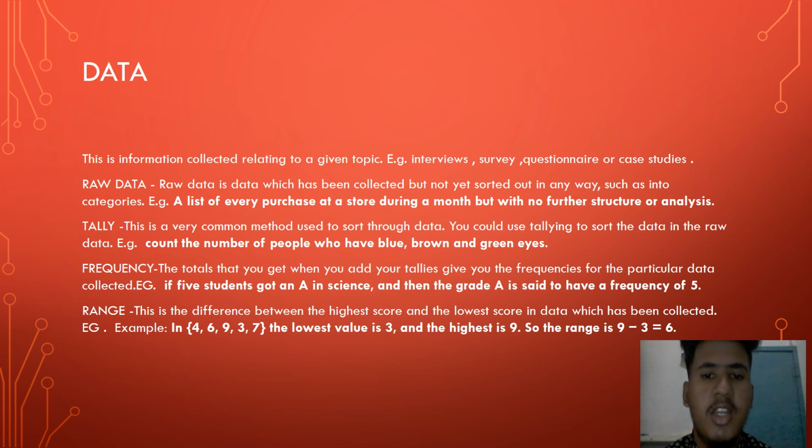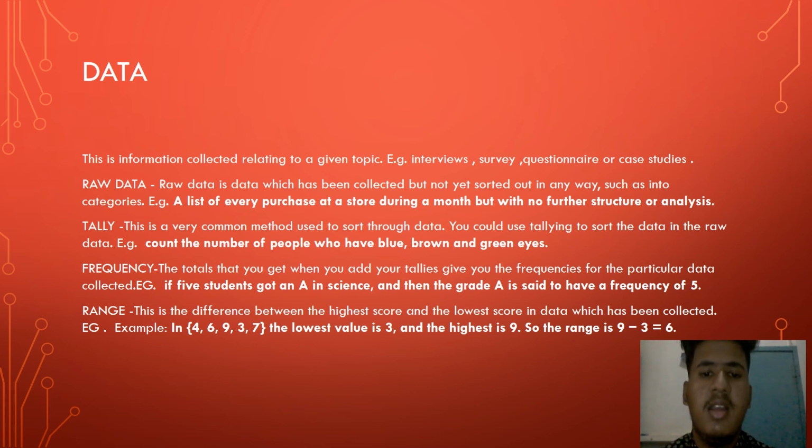Tally is a very common method used to sort out data. You could use tally to sort out the raw data. Example: count the number of people who have blue, brown, and green eyes. Frequency is the total that you get when you add your tallies, which gives you the frequency for the particular data collected.